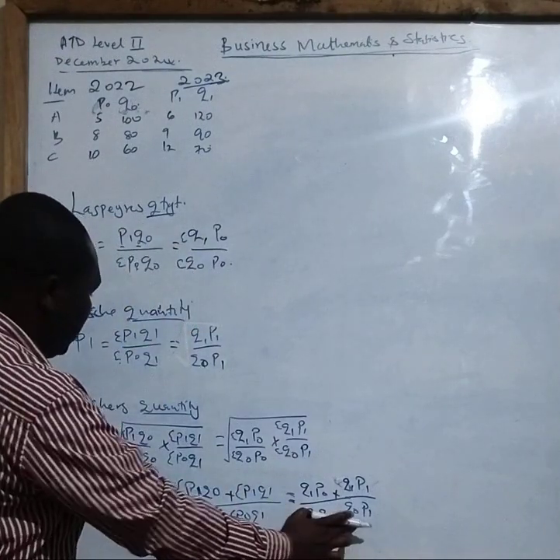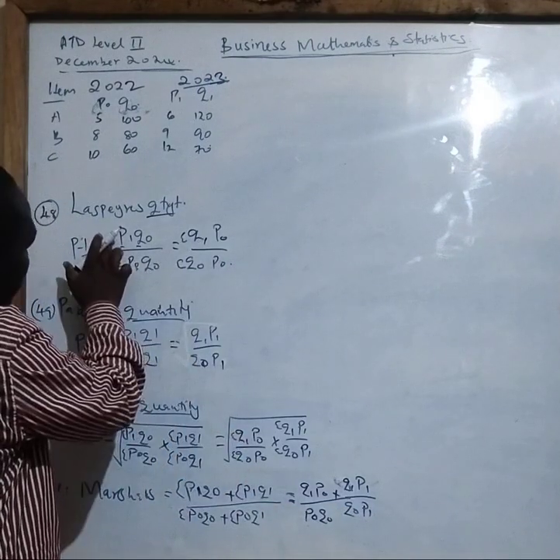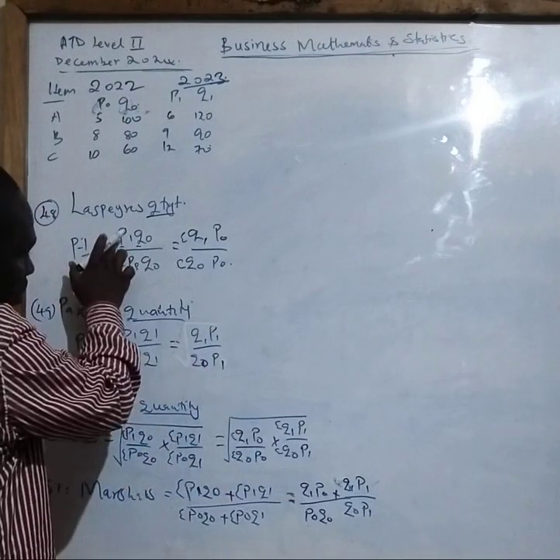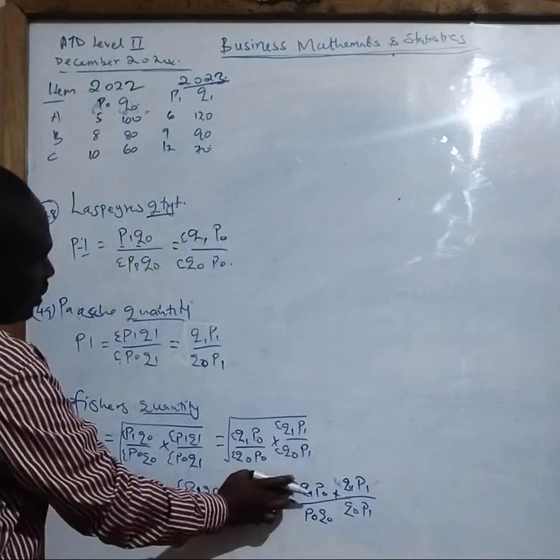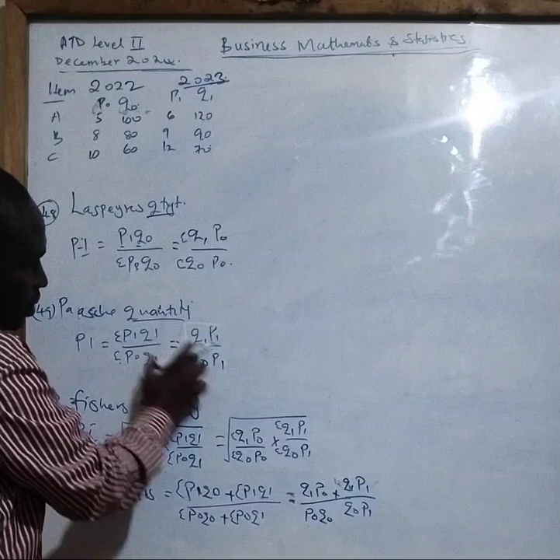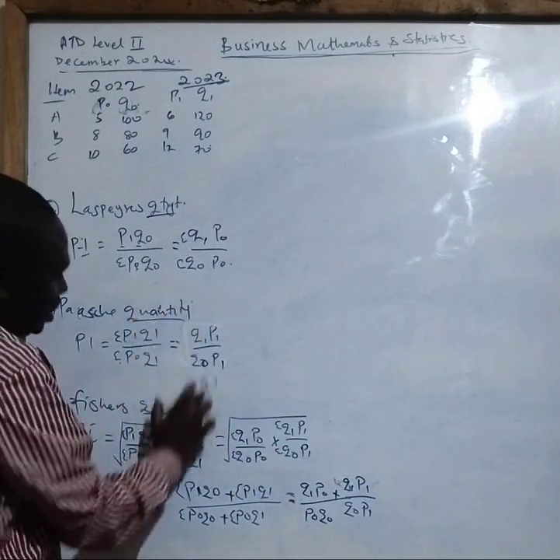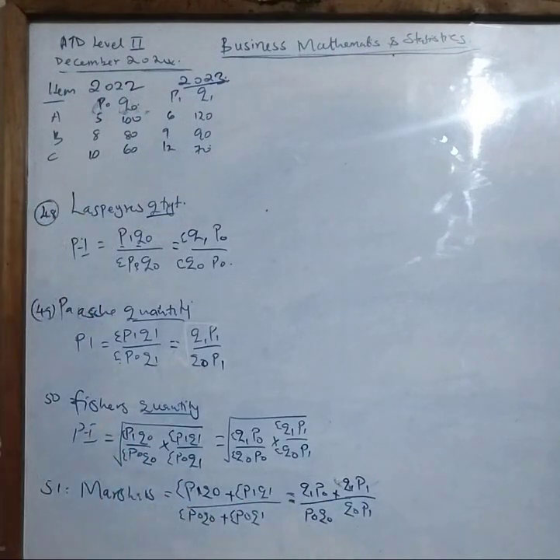I can see here carefully. Then for this one, I can see this here. Numerator P1Q0 is there, then I have P1Q1 there. Denominator is P0Q0, and here is P0Q1. That is how you are supposed to calculate.